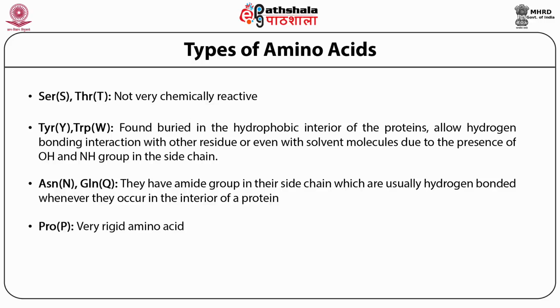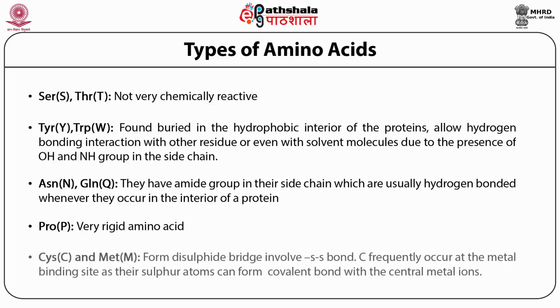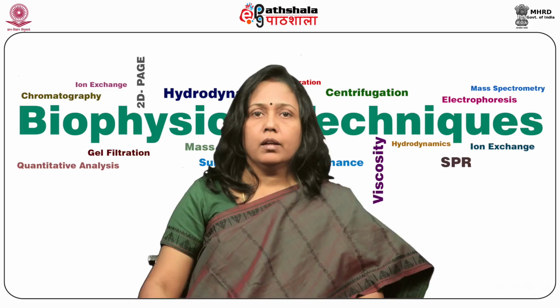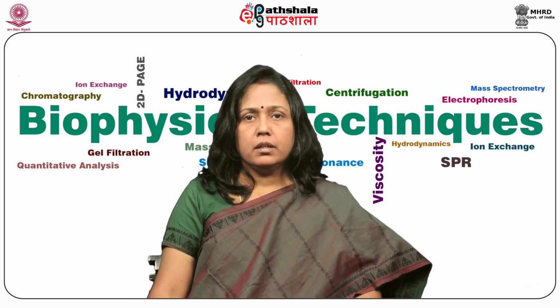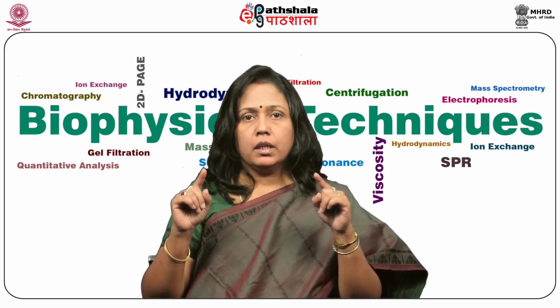Proline is a very rigid amino acid. Cysteine and methionine amino acids form a disulfide bridge involving an S-S bond. Cysteine frequently occurs at the metal binding site, as the sulfur atoms can form covalent bonds with the central metal ion. Why are peptides important?